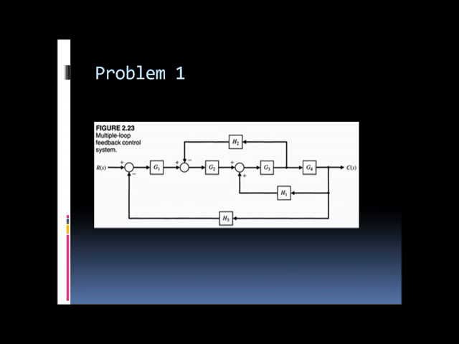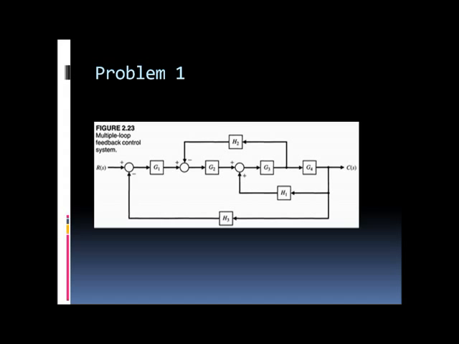You can see that the branch point between G3 and G4 could probably be shifted behind G4. That way G3 and G4 will be ready for cascading. They can be cascaded. That's one thing you can do. So what can we do after that? Once they are cascaded, you'll have a feedback loop. G3, G4 in one block and H1 together, they'll form a loop.